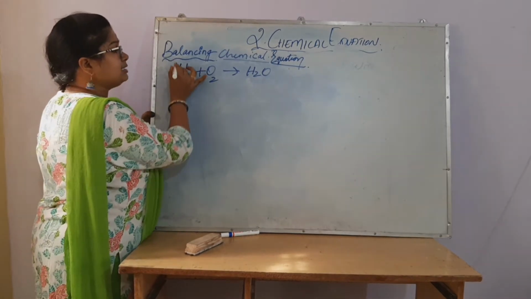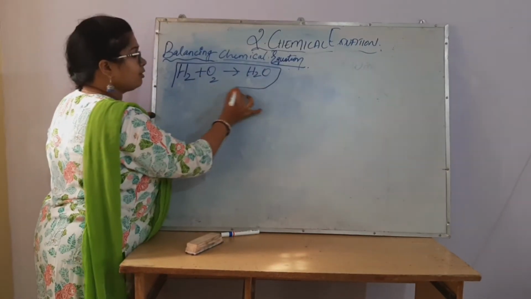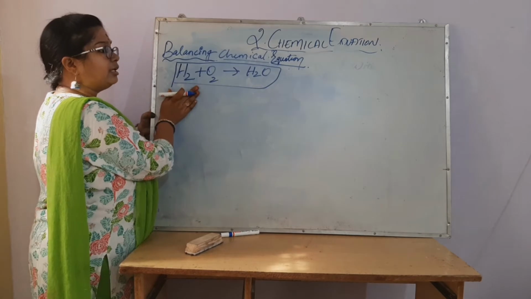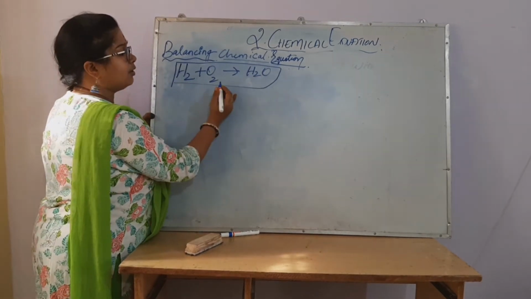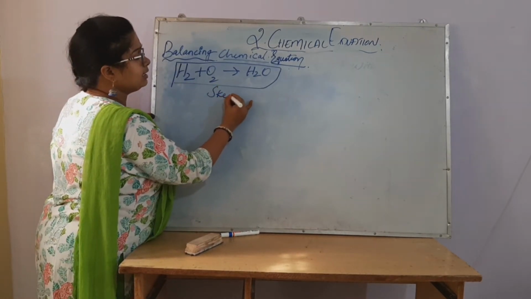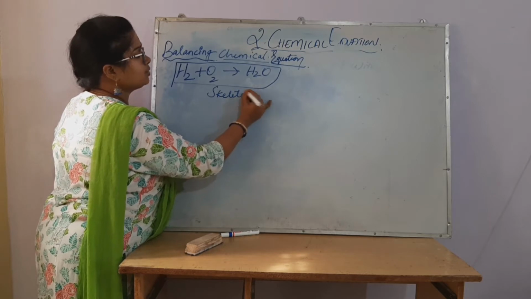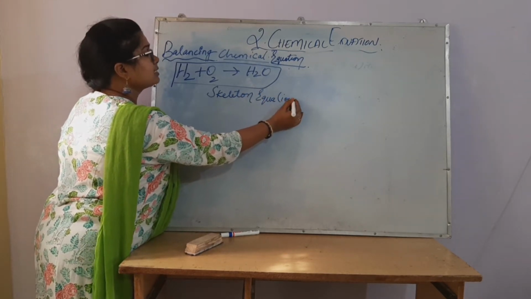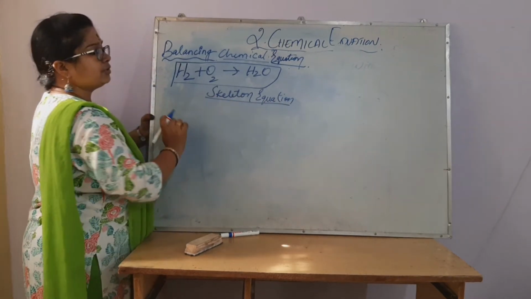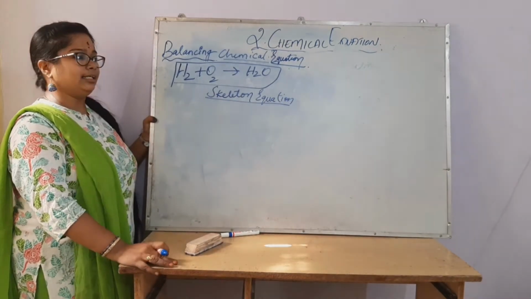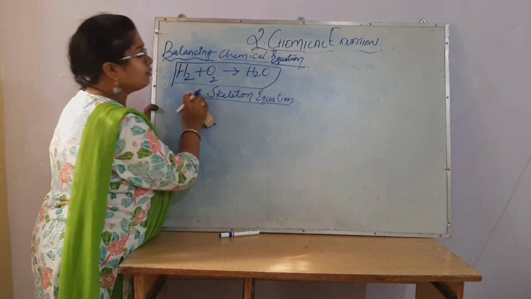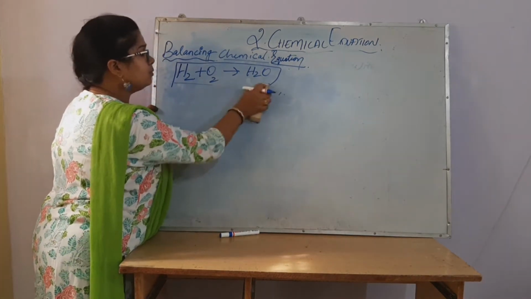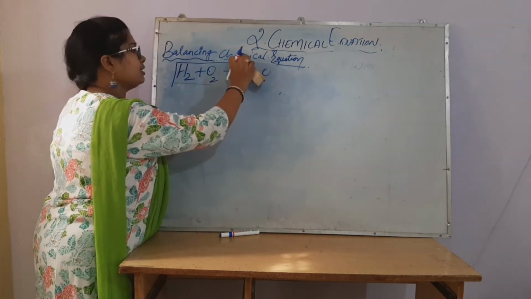This unbalanced equation, where the number of atoms on one side is not equal to the other, is called a skeleton equation. What is called a skeleton equation? An unbalanced equation is called a skeleton equation. Now see, how to balance this then?